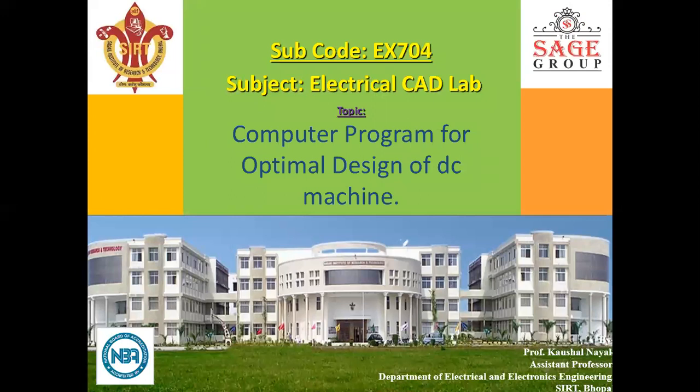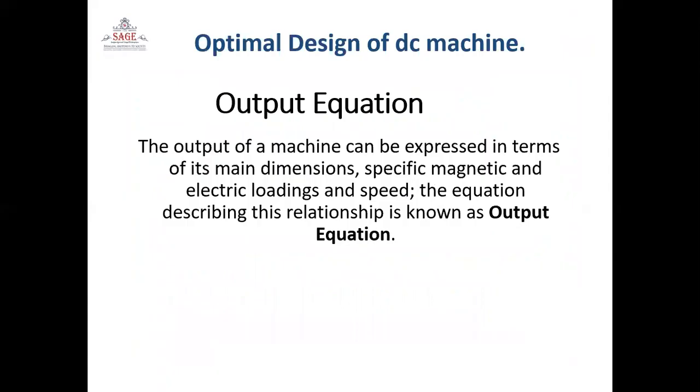In optimal design of DC machine, one is required to understand the output equation of DC machine first, which is nothing but a power equation expressed in terms of various design parameters like specific magnetic loading, electric loading, speed, and the main dimensions.